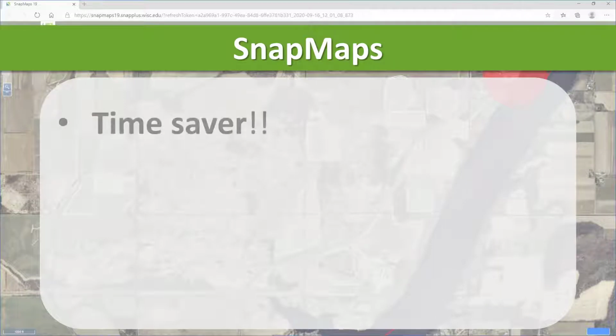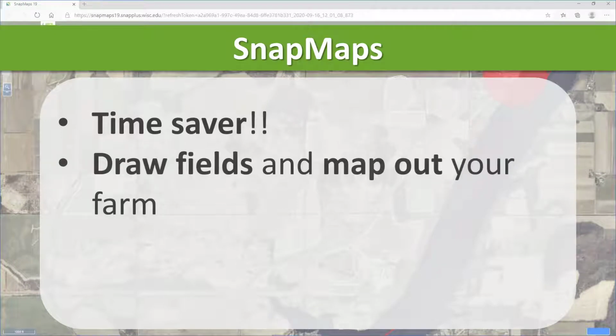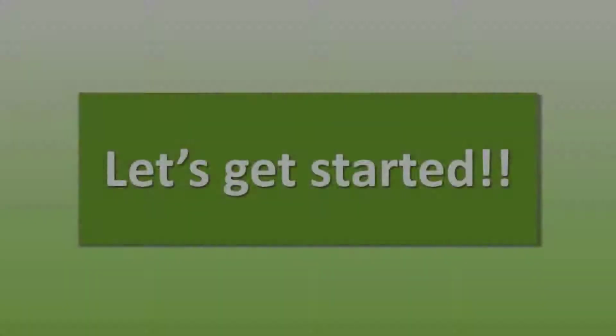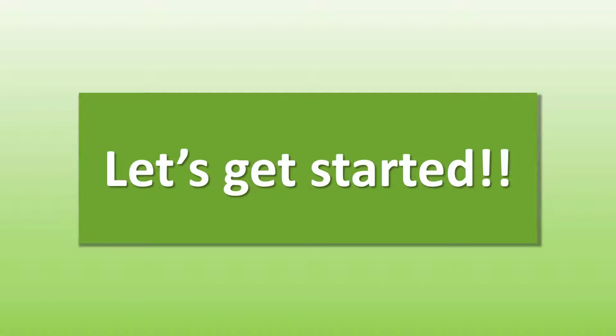SnapMaps is a real-time saver since it allows you to draw your fields on an aerial photo and then lets you bring all the corresponding map-based information such as soil types and areas with special nutrient management requirements into SnapPlus. This video will cover just the basics of SnapMaps and give a brief overview of how it works with SnapPlus.